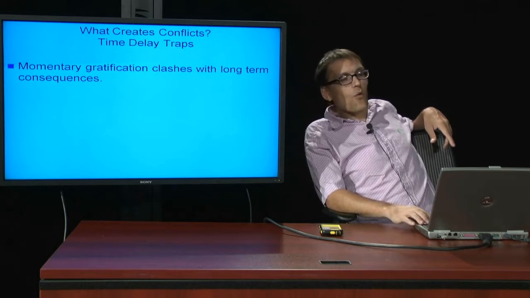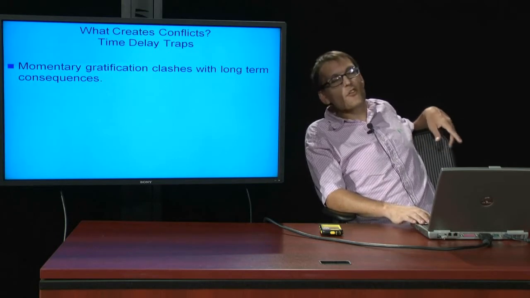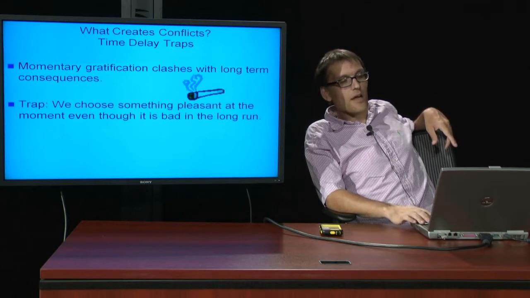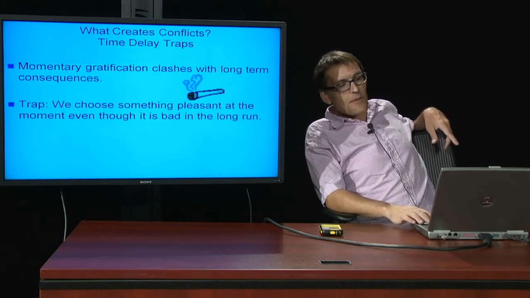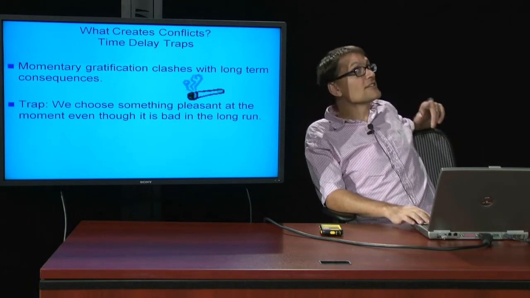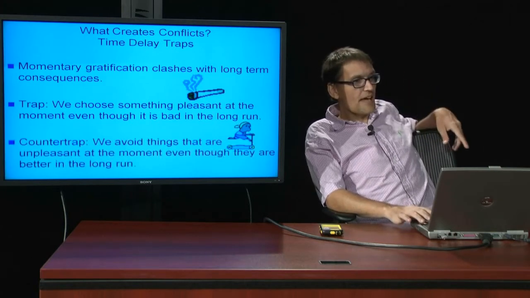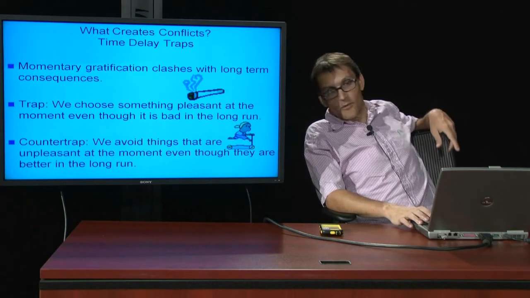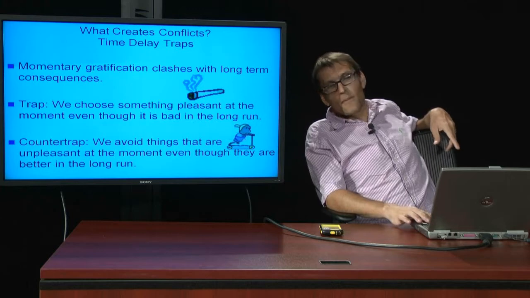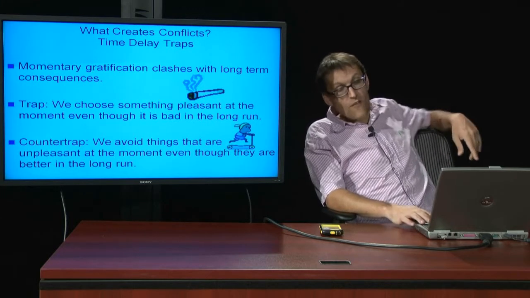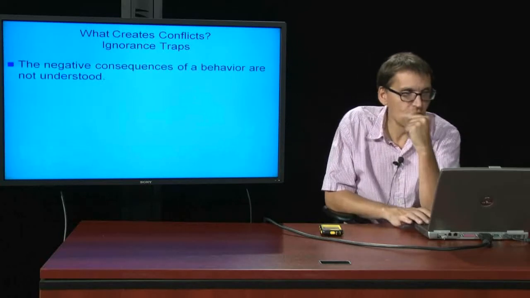Right? And so I often fail to think about my future self and simply give my present self what it wants. As a trap, we could think about something that's pleasant at the moment, like perhaps smoking if you're a smoker, but in the long run, your future self will pay. Or a counter trap where we avoid things that are unpleasant at the moment, like exercise, because my present self does not want to deal with it, even though my future self would be better off if I did so.